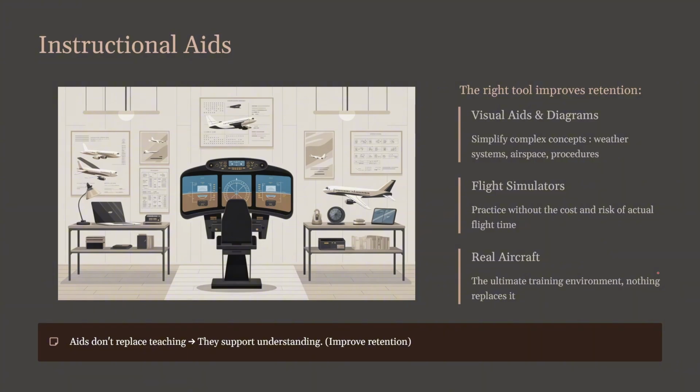For instance, if I'm explaining airspace, weather structure, or a maneuver flow, a diagram may help, right? The students see the picture faster than words alone. But I would also remember that the aid is there to support the lesson, not become the lesson by itself. The instructor still has to guide the student through what matters, okay?